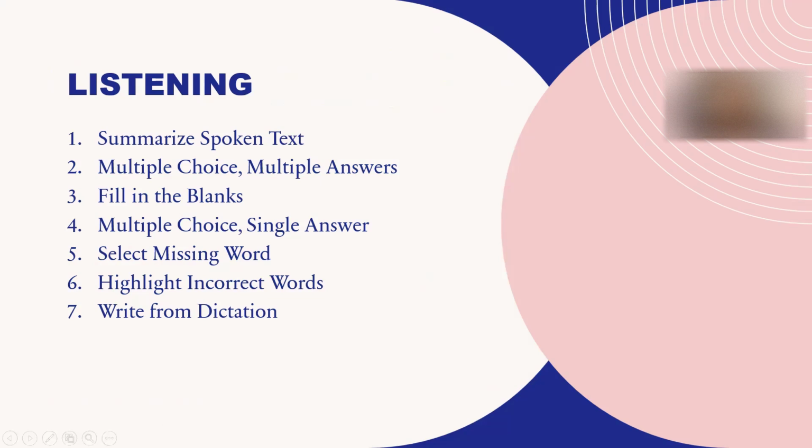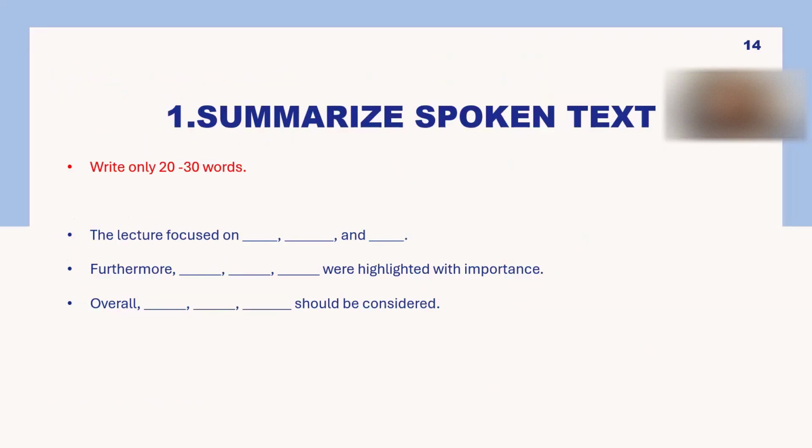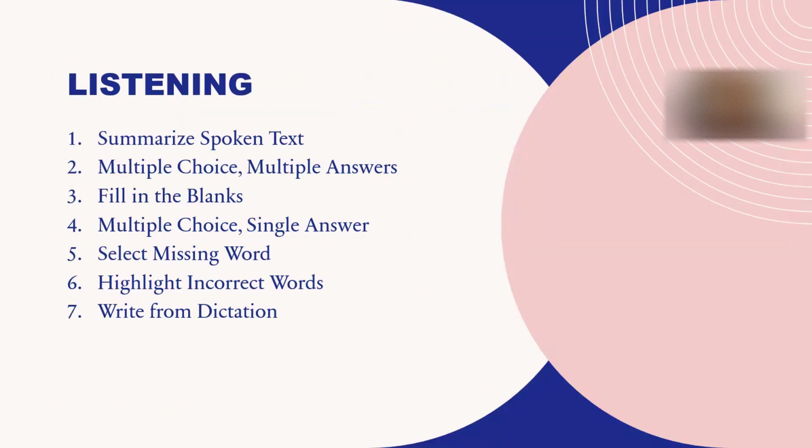So this one is called highlight incorrect word. And write from dictation, in write from dictation, the speaker will speak one sentence, and you have to write that sentence. So in listening, there will be four important things which I mentioned here, and you should care about it.